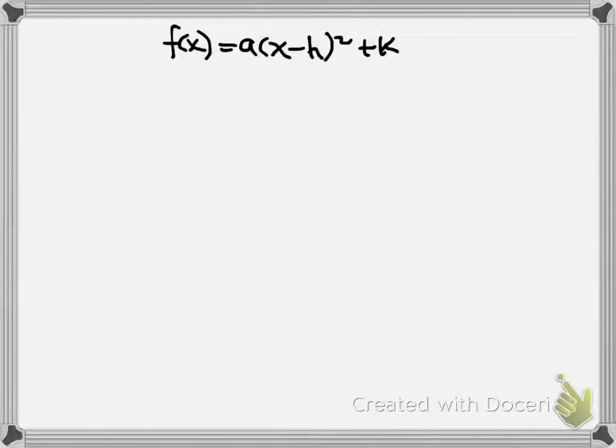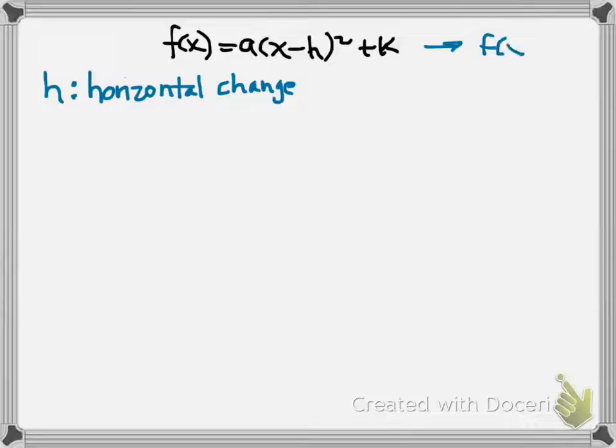Let's start with h. If you have an h value, it's going to tell you that you're going to have your x value move. So that's a horizontal change. Now again, we're always comparing to f of x equals x squared. So how does this change based on f of x equals x squared? So that's what we're asking. How does it compare to that guy?